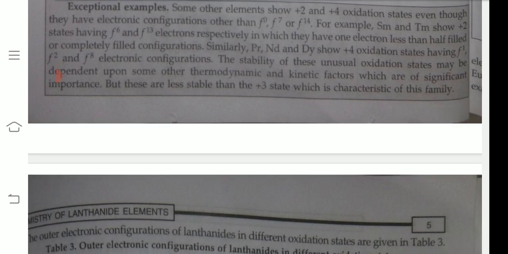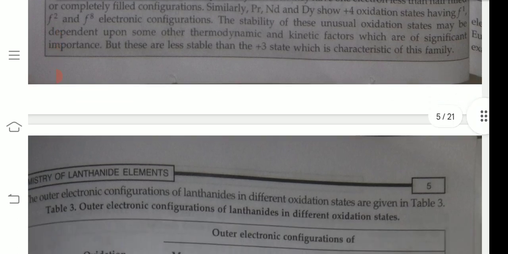The stability of these unusual oxidation states may be dependent upon some other thermodynamic and kinetic factors which are of significant importance, but these are less stable than the +3 state which is characteristic of this family.